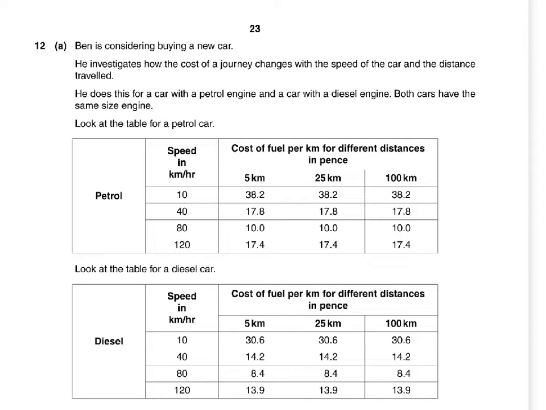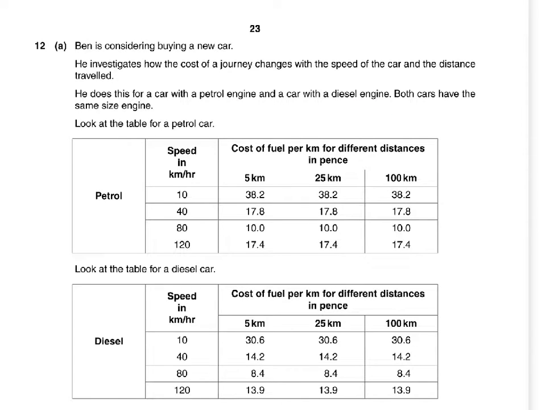So moving on to the last question, question 12, part A. Ben is considering buying a new car. He investigates how the cost of a journey changes with the speed of the car and the distance travelled. He does this for a car with a petrol engine and a car with a diesel engine.